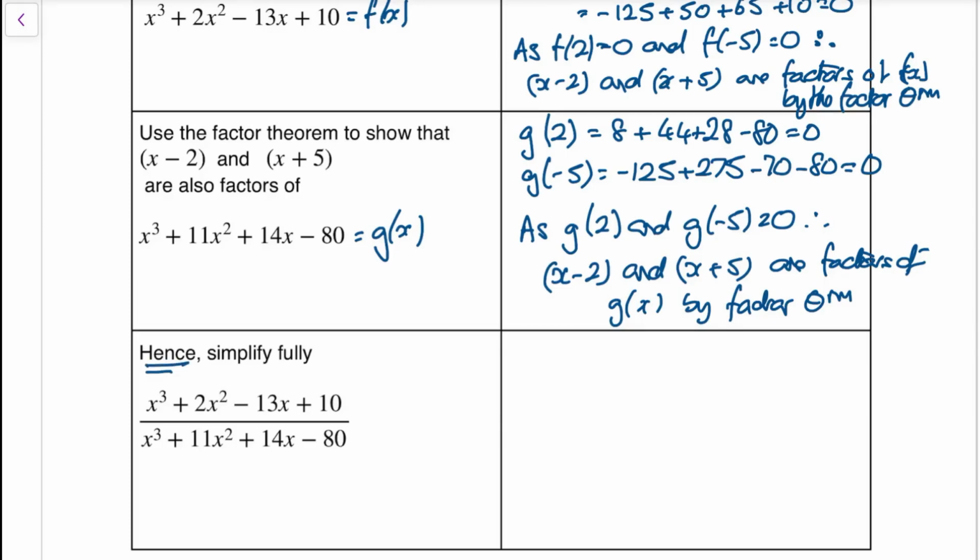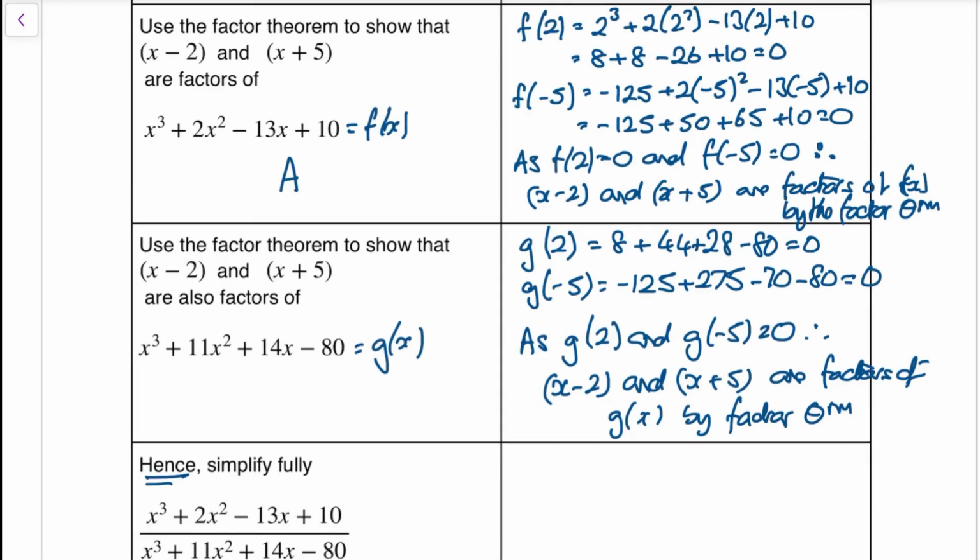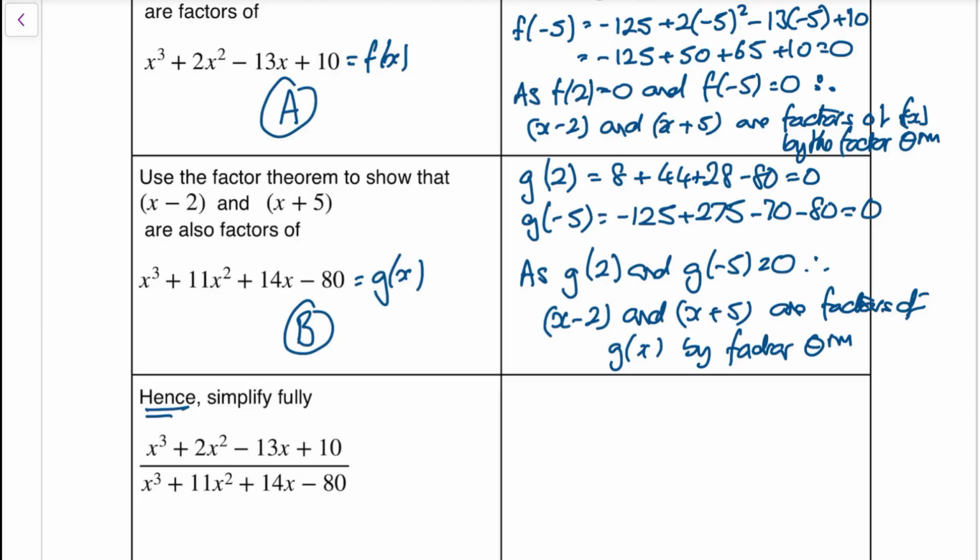So the word is hence simplify. Clever question. All right, I like this question. Now it makes sense. So what I'm going to do is use the fact that part A helps me do the numerator and part B helps me do the denominator. So using part A, I can say that this is the same as, well, I know x minus 2 and x plus 5 are factors.